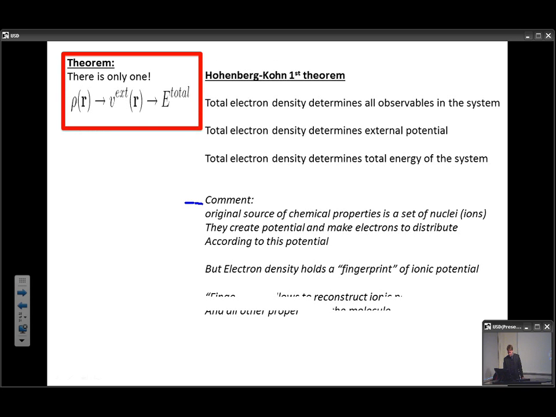So here is the comment that we were talking about at the beginning. In a normal way of thinking, we are setting positions of ions, positions of nuclei as input, and get energies and densities as output. And in this theorem, the direction of logic is different. If one knows the density, then one can reconstruct the potential and positions of ions, because electrons keep an imprint of positions of ions, of their attraction by ions, in their distribution of density.